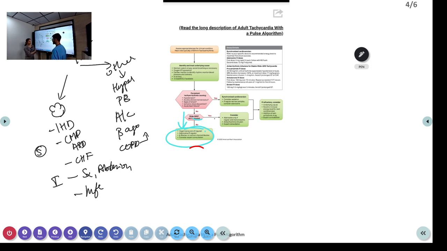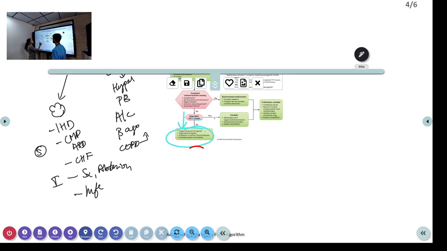Consent, and sedating them first. Usually we say that all unstable patients should undergo synchronized cardioversion. But in some conditions, we have to check whether there are any contraindications.